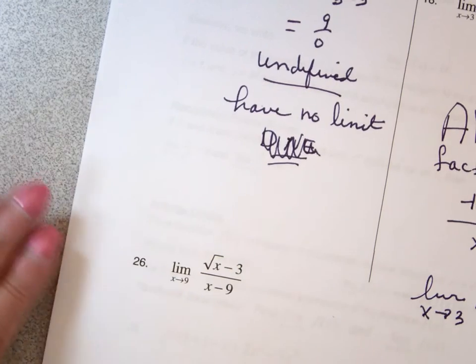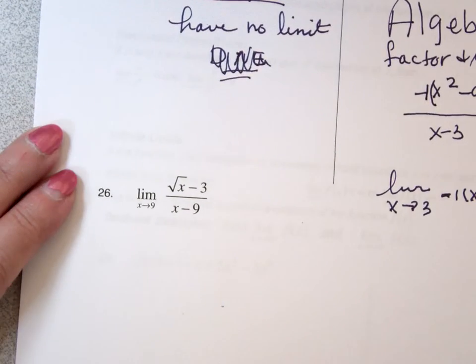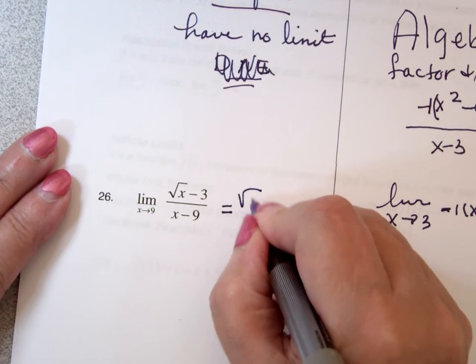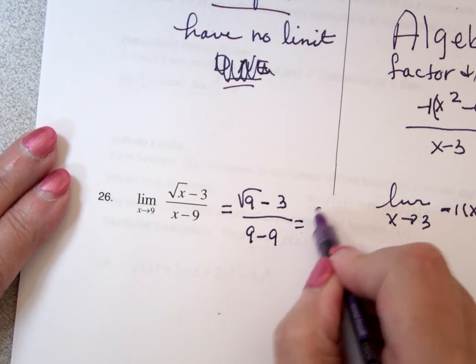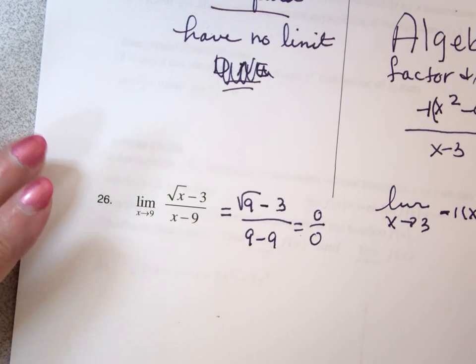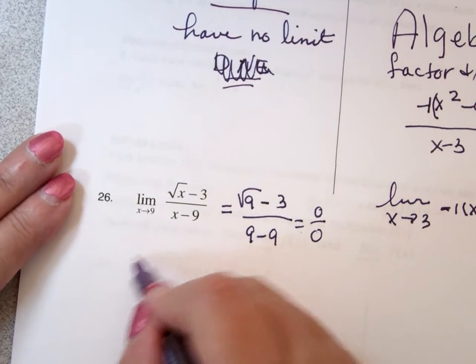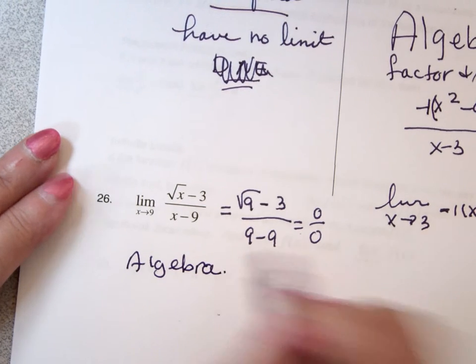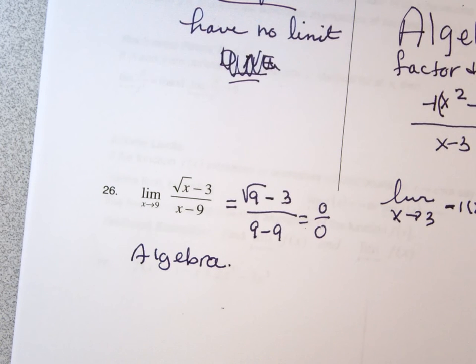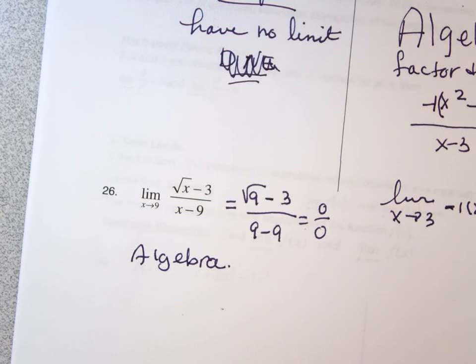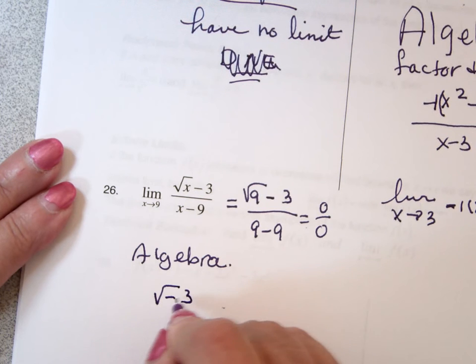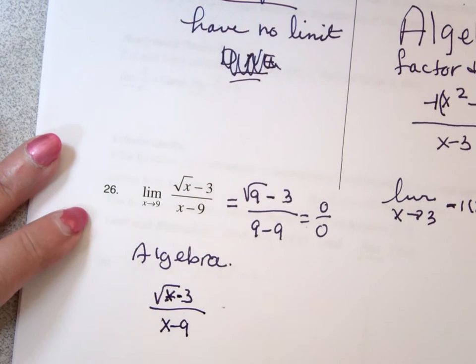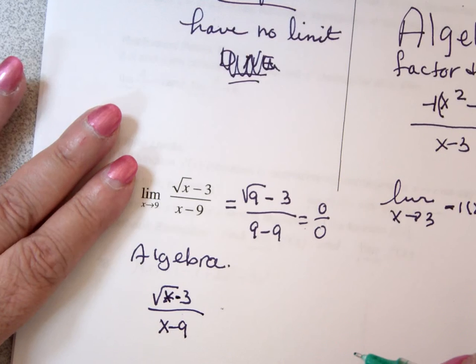Here's a fun one. Well, plug it in, square root of 9 minus 3 over 9 minus 9. It's 0 over 0. 0 over 0 form always screams what word at us? Algebra. Well, unless you're tricky, you could factor and reduce if you knew what you were doing. But this is what we're going to do instead. I'm going to rationalize the numerator.